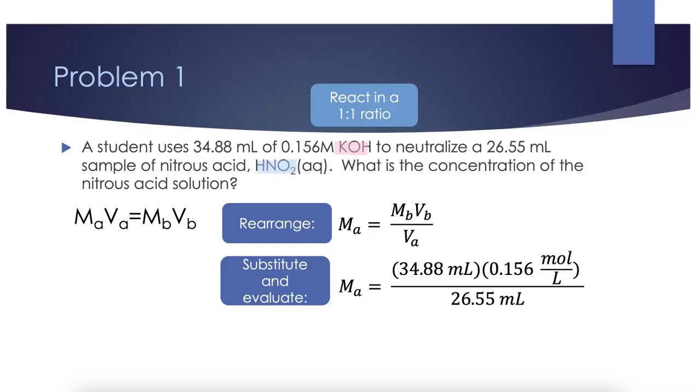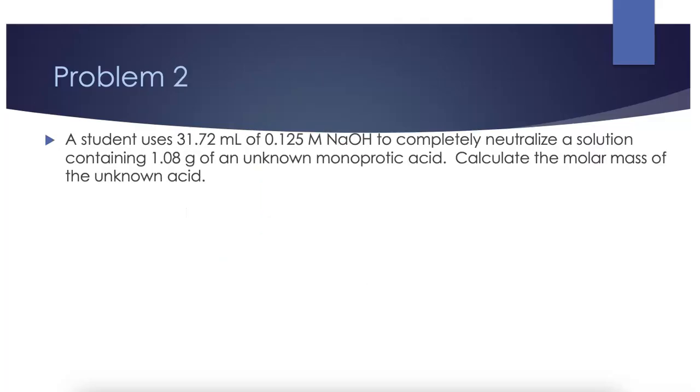I can substitute everything in. I can get out my calculator. I get an answer of 0.205 molar nitrous acid. I knew my molarity to 3 sig figs, so I can only have 3 sig figs in my final answer. All right, let's do another problem.